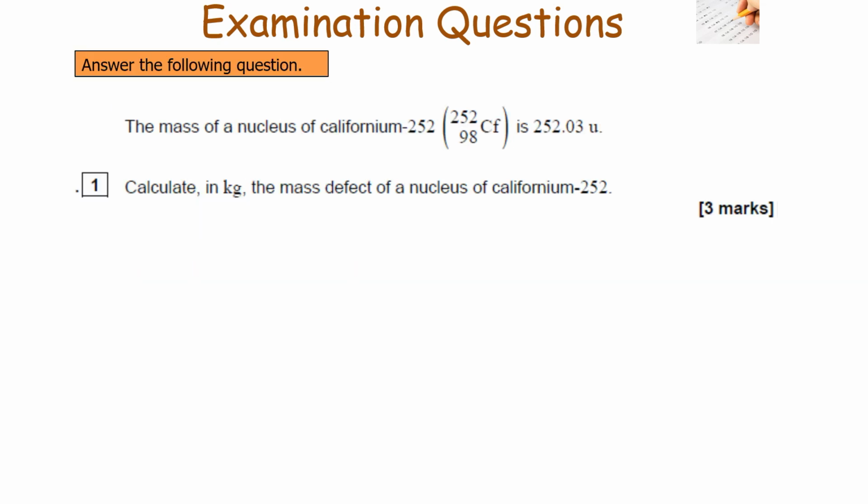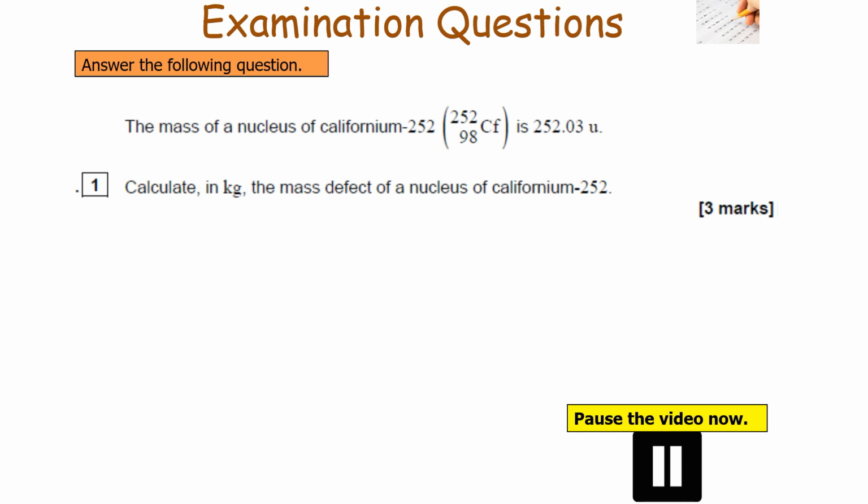The next question says that the mass of a nucleus of californium-252 is 252.03 u. Calculate the mass defect of the nucleus of californium-252. So pause the video now, then unpause the video when you want to go through your answer.